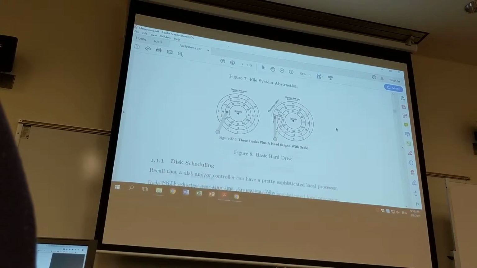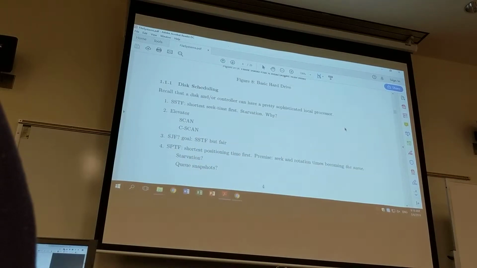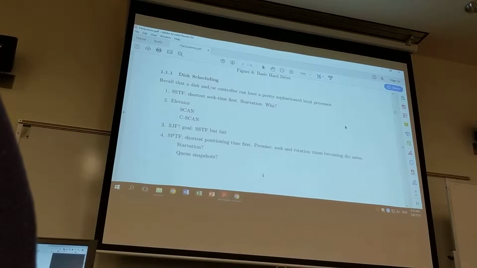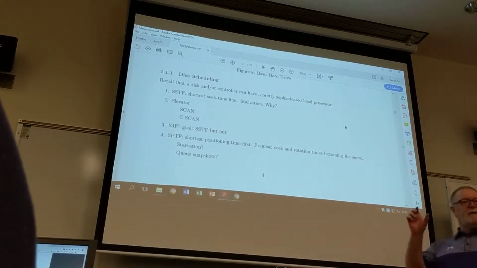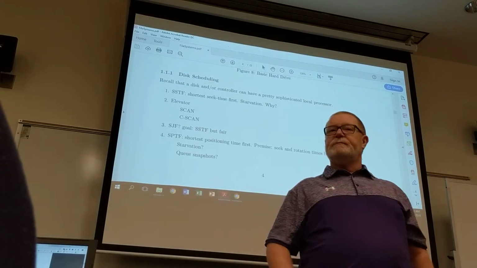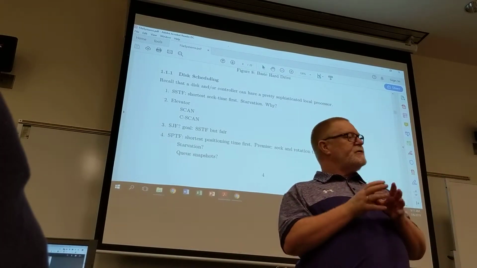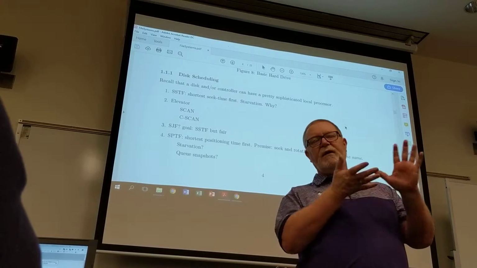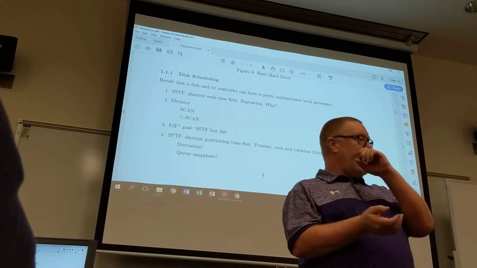So, let's talk about things at the level of the disk controller, where we talked about they have CPUs, memories, things like that. And we're going to talk about the relationship between that and the device drivers. So now we're going to talk about how do we actually manage the device?